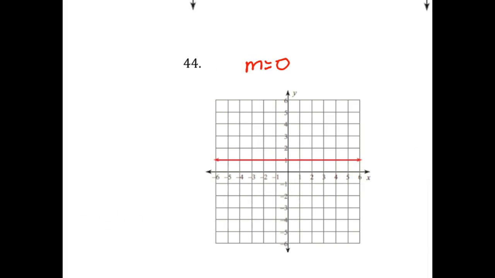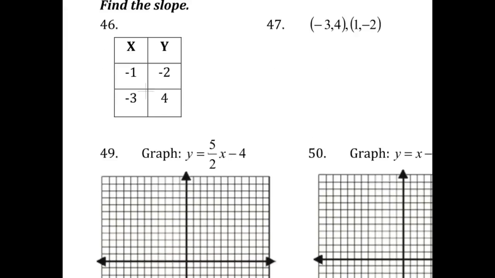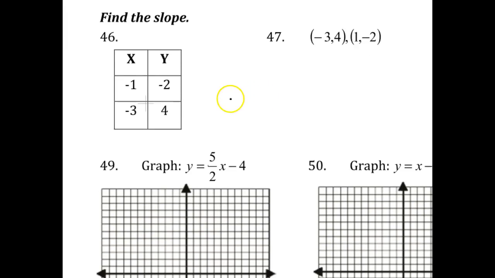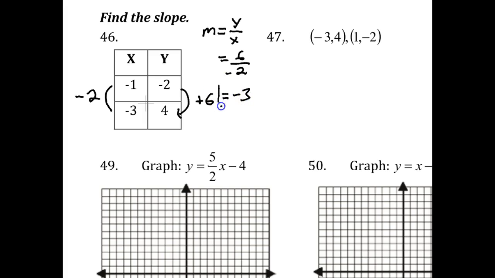Okay. Go next page, 46. Find some slopes without a graph. Okay, so the way we did this is the slope is going to be the y's over the x's, right? So we figure out how far is it from -2 to +4, right? You have to go +6. So the slope is going to be 6 over, and then how far is it from -1 to -3? You'd have to go down 2.